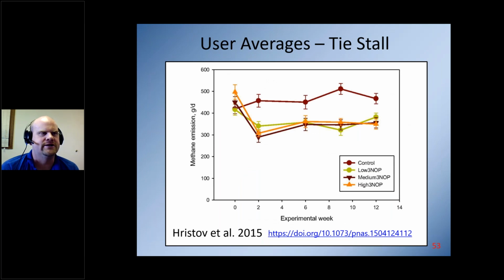This would be another example from a tie stall from Ristoff 2015 of 3-NOP. Instead of the animals having access to the GreenFeed all the time, in the tie stall, of course, they're visiting at specific times. So in this study, the author took averages of the treatment group and the control group over time and plotted them. So these are each relatively intensive measurement periods for the control and treatment groups.